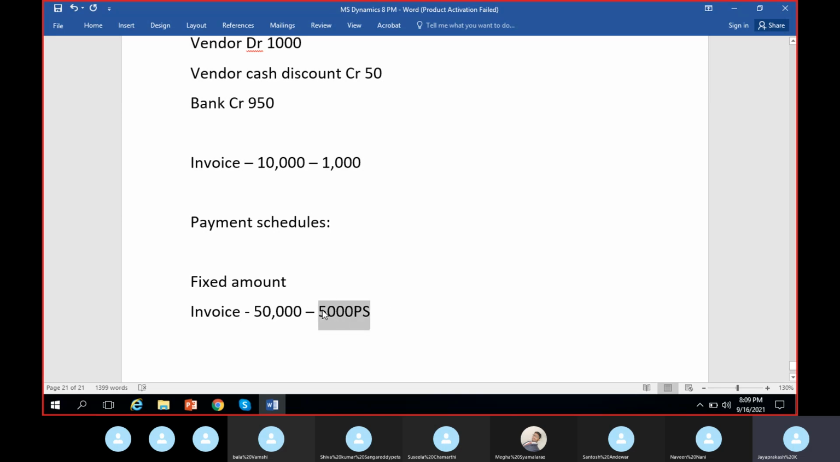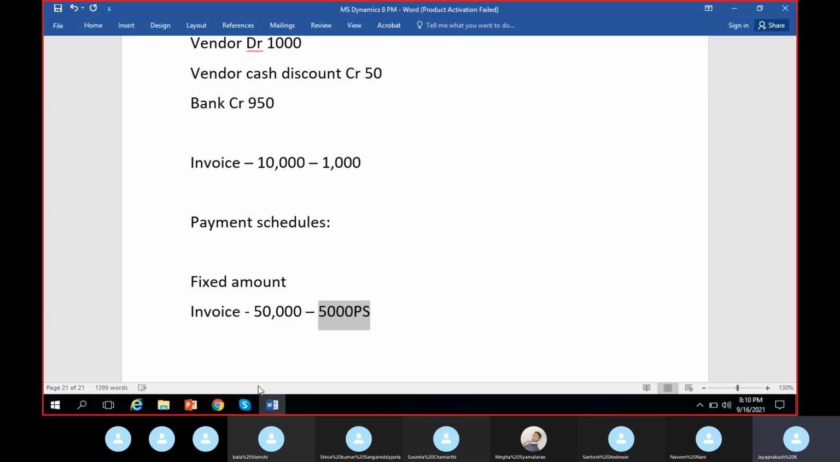But how frequently will you pay? Will you pay once a month, 5,000 a month, and pay for 10 months, and the total 50,000 will be completed? Or you can pay weekly, or monthly twice, like 10,000 every month, and in 5 months the total 50,000 will be covered. Or you can pay 4 times a month. It all depends on how you set this, but you will pay 5,000 per schedule.